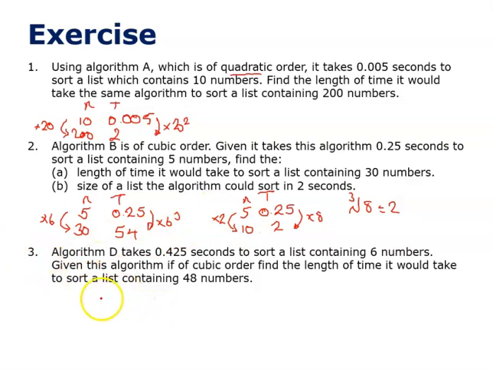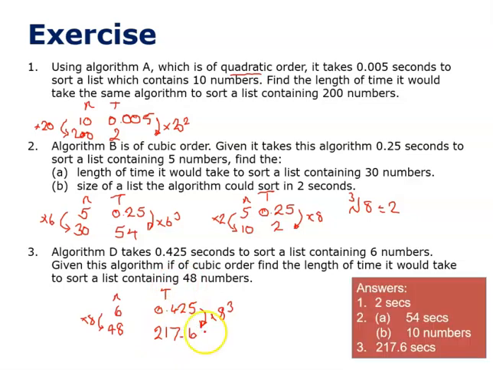Algorithm D takes, again, n and t. It's 6 numbers in 0.425. It's cubic order again. Find the length of time it would take to... This is another backward one. No, it's not. It's 48. I thought it was going to be a backward one, but it's not. That's times by 8. So this is times by 8 cubed. So 0.425 times 8 cubed equals, what's that? 217.6 seconds.